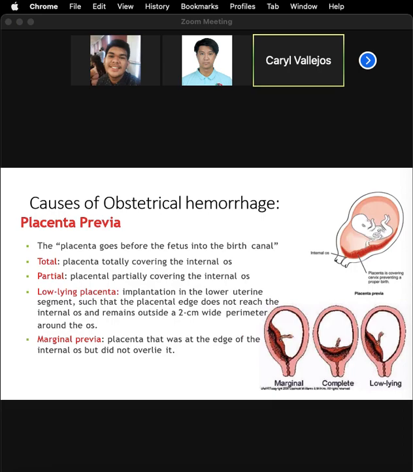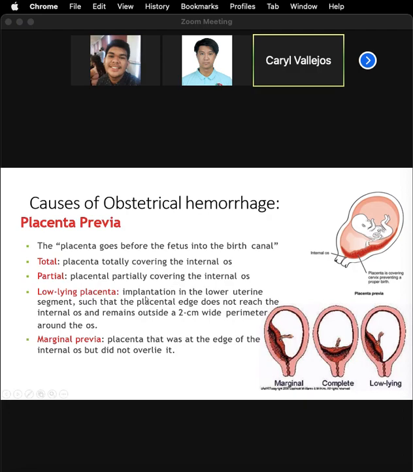So the next is placenta previa. The placenta goes before the fetus in the birth canal. We have the different types: total, partial, low-lying, and marginal. For the total placenta previa, the placenta is totally covering the internal os. Partial means it is partially covering the internal os.